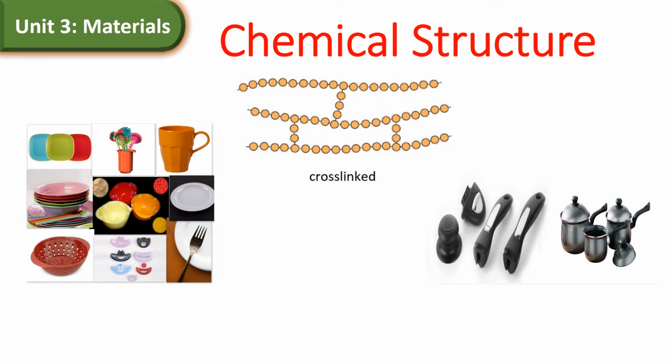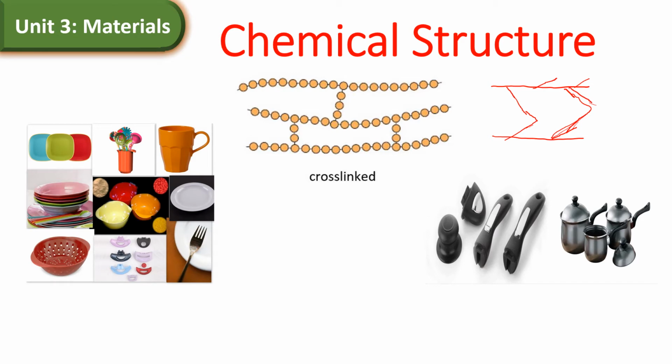And the final type of chemical structure of your polymer is your cross-link. It's like a linear polymer wherein there are bumps, which is your branched polymer. However, these bumps meet at a certain point. Meaning these two branched polymers are now connected to each other. So this is what you call your cross-link polymer.